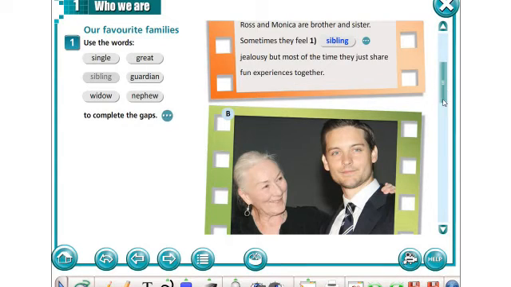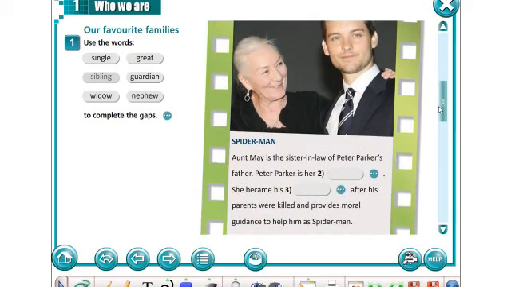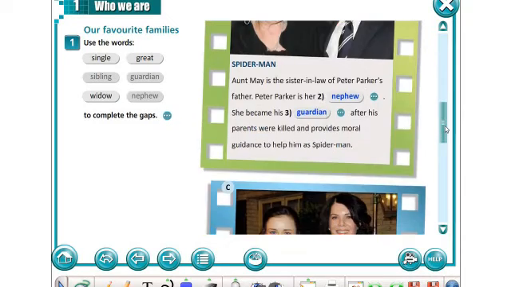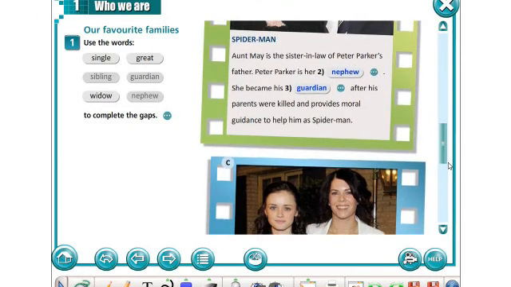Okay, let's go to the second family, Spider-Man. Aunt May is the sister-in-law of Peter Parker's father. Peter Parker is her nephew. She became his guardian, sorry, after his parents were killed and provides moral guidance to him as Spider-Man.